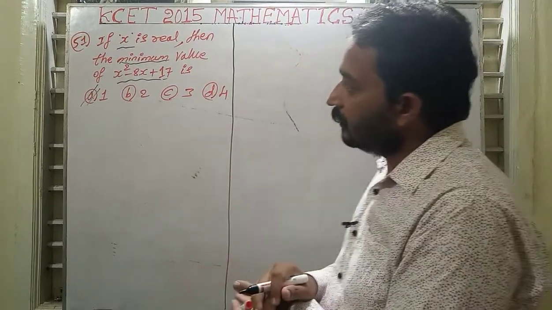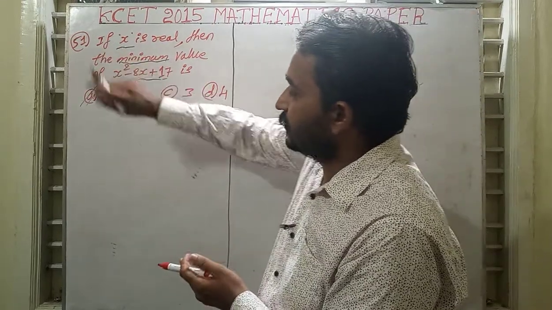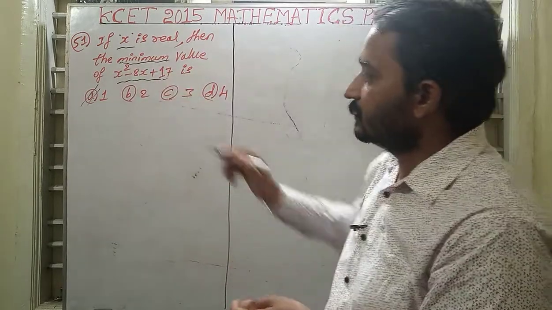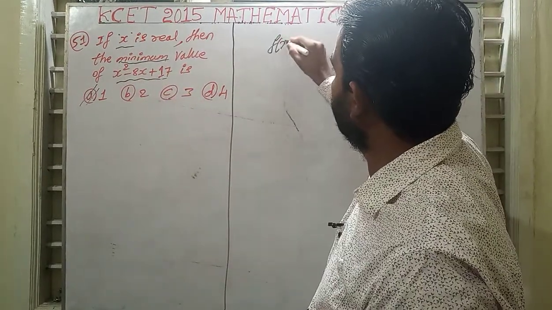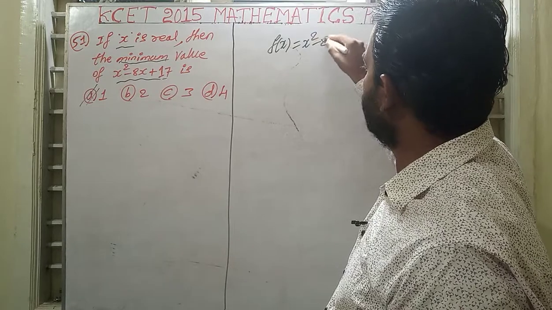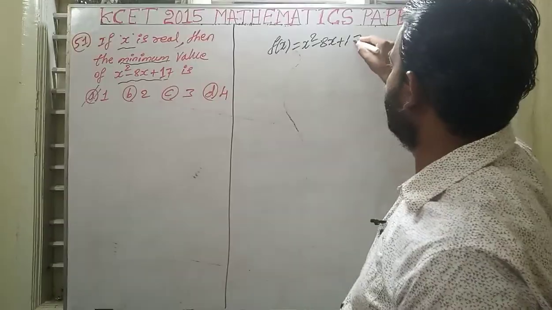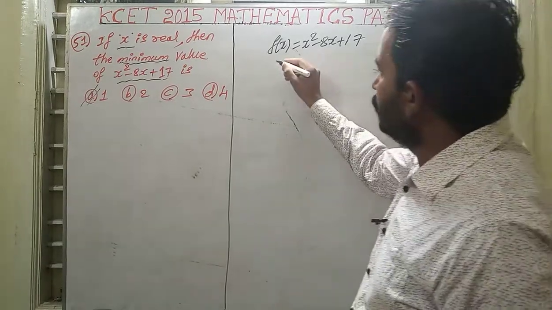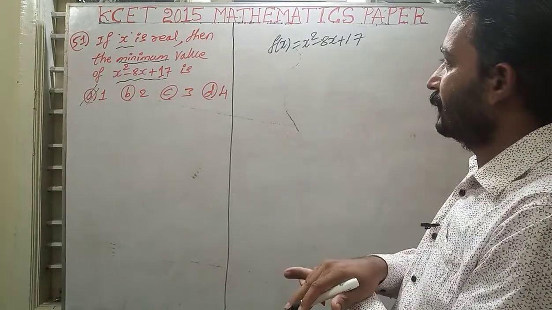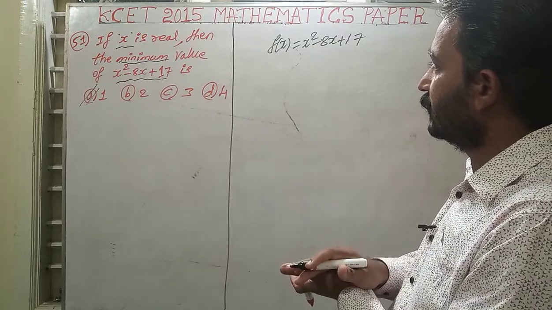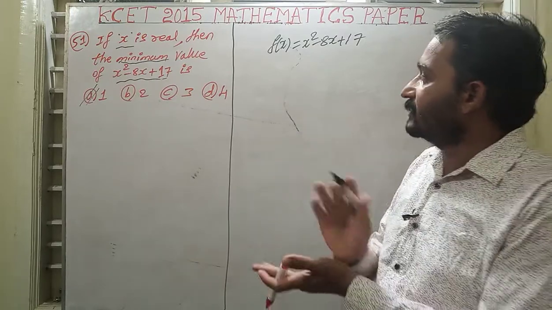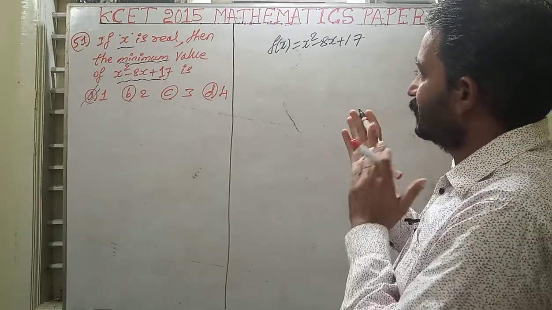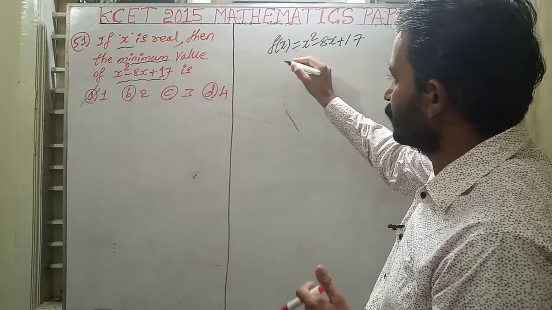So first we read the question. If x is a real number, then find the minimum value of this function. Let us take f of x is x square minus 8x plus 17. It is given data. We have to find the minimum value of this by using the inspection method. It can also be solved by using the first derivative test or second derivative test, but it is a lengthy process, so we solve this question by the inspection method.